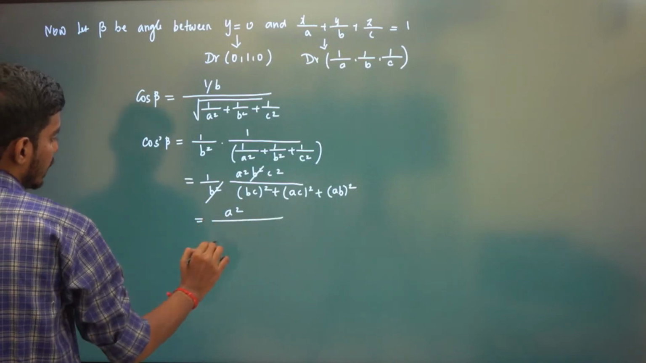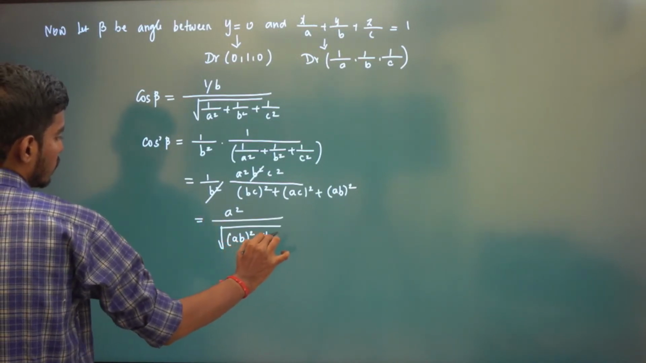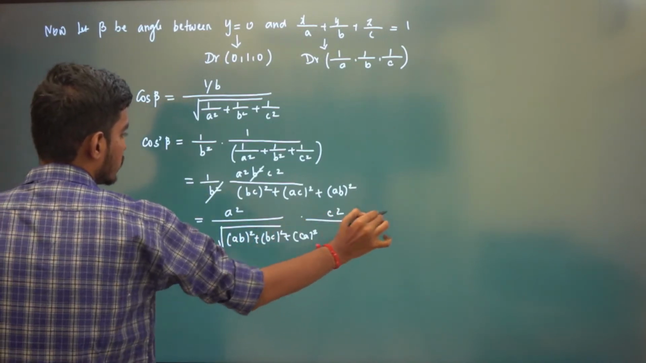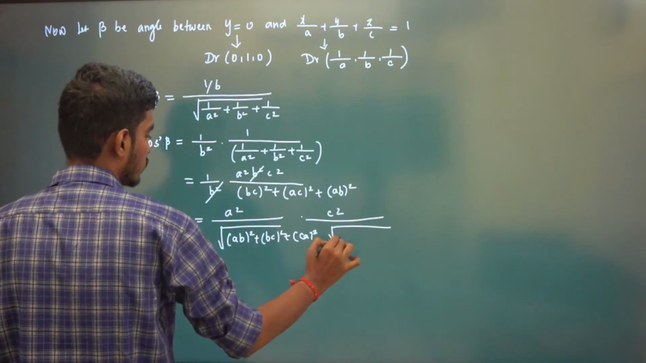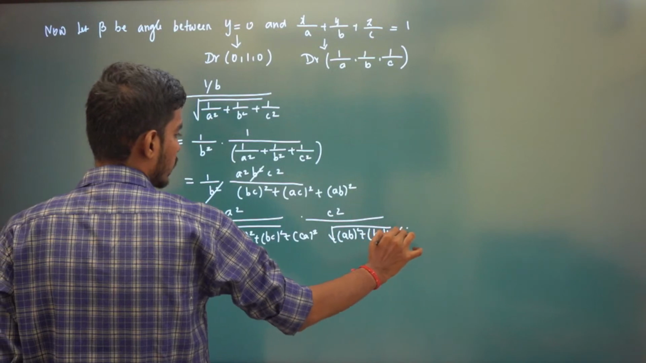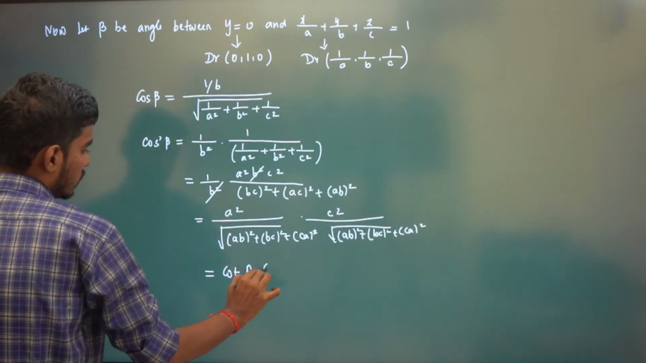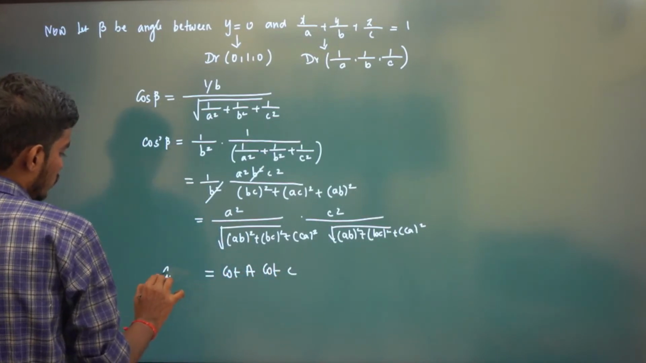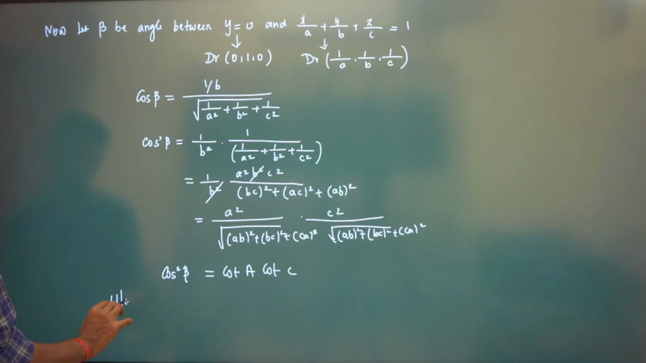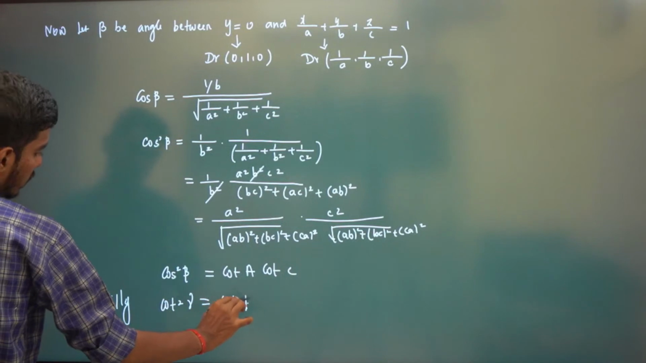divided by root of ab whole square plus BC whole square plus CA whole square into C square divided by root of AB whole square plus BC whole square plus CA whole square. This is cot A, this is cot C. So we have proved cos square beta is this. And similarly, you prove that cos square gamma will be cot A, cot B.